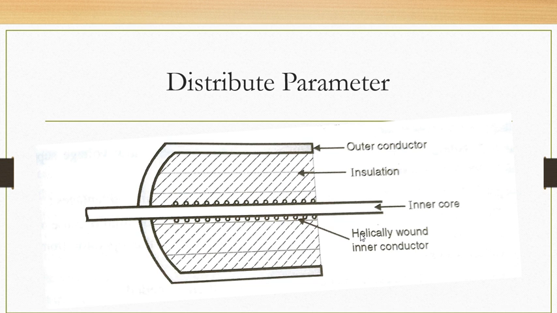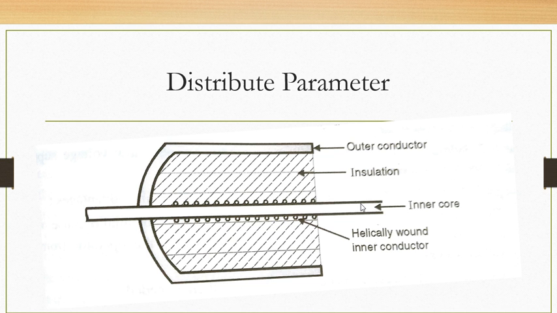So it is a specially manufactured coaxial cable, looks like a coaxial cable, and it has a high value of inductance per unit length. So this is the construction of a distributed parameter delay line. The inductance of this delay line can be increased. If you want to increase the inductance, it can be increased by winding the helical inner conductor on a ferromagnetic core.